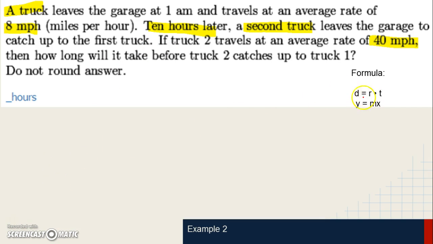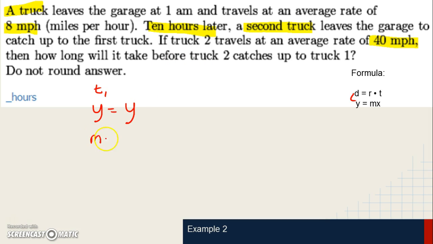And we're going to use this right here, so we know that our y is our distance. So what do we know about the distance for truck 1? Well, it doesn't tell us the distance for truck 1, but we know that it's the same distance as truck 2, because if you're catching up to somebody, that means you've gone the same distance.